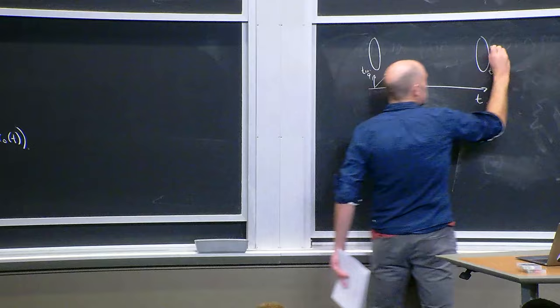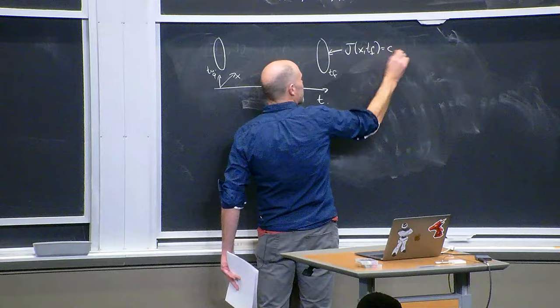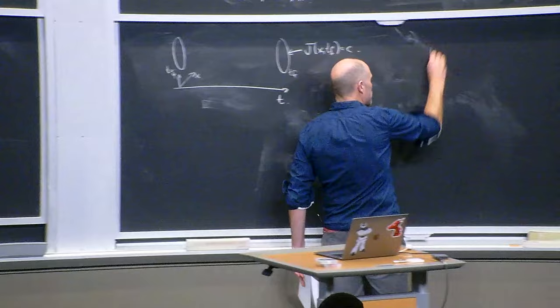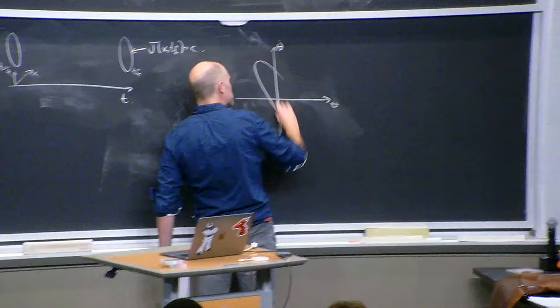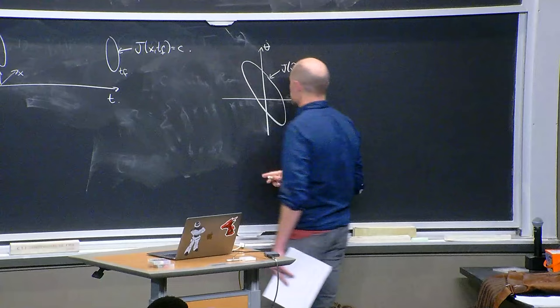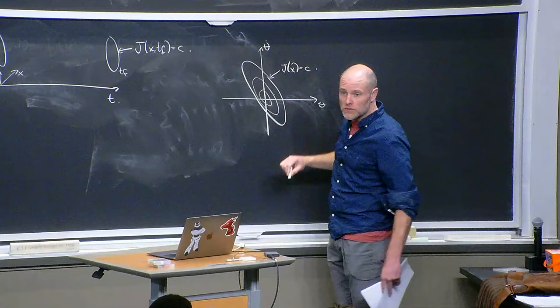What I'm trying to draw here is J of x, t final equals a constant. That's like some level set, right? Just like in the pendulum case when we were drawing things, we were drawing like this, right? This was J of x equals a constant, like 1 or something, okay? And we were drawing the level sets of the cost to go. I'm just trying to draw some level set of the cost to go.